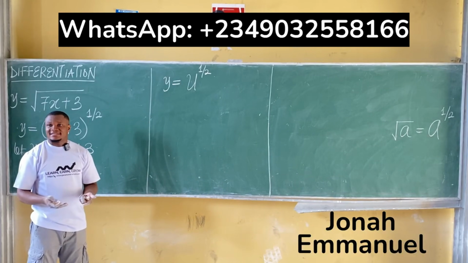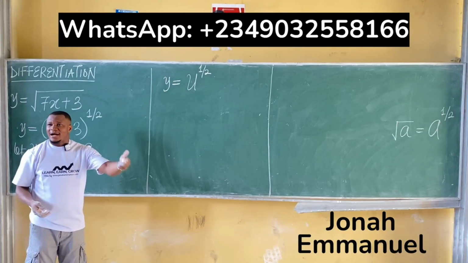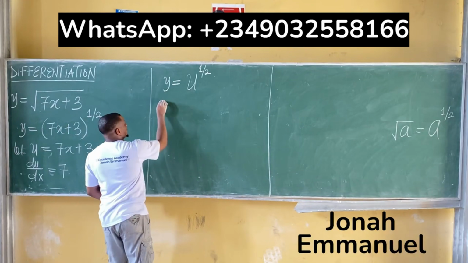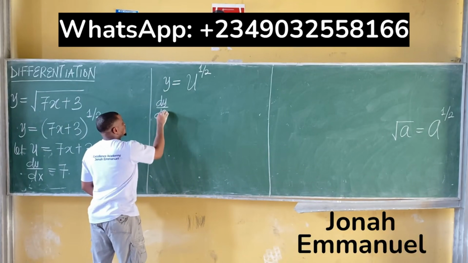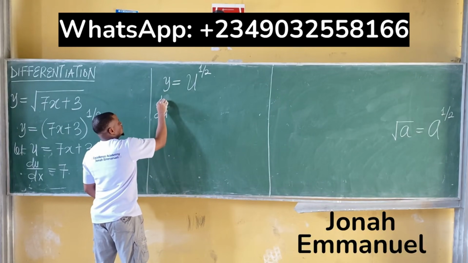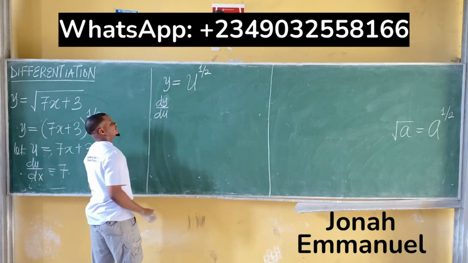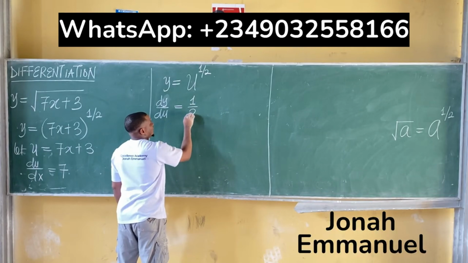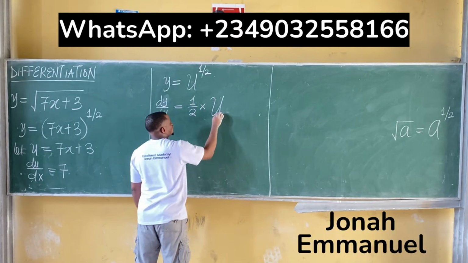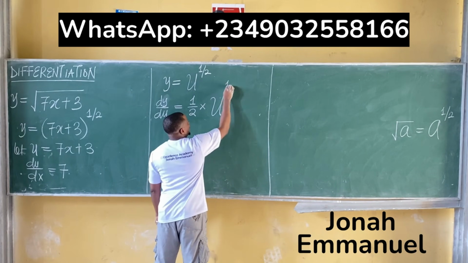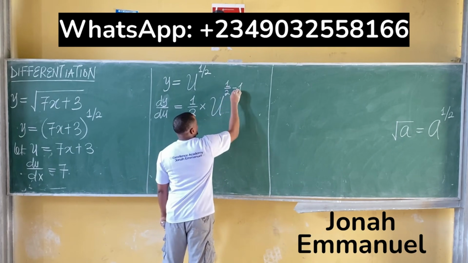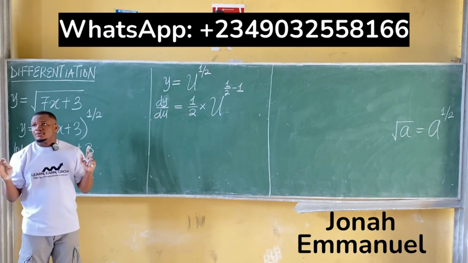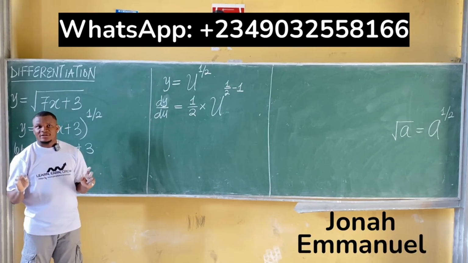What's my next task there? dy du. In this case, what is dy du? Okay, multiply by the power. What's the power there? 1 over 2 times u, subtract 1, 1 over 2 minus 1. It's the same thing. Multiply by the power, subtract 1.